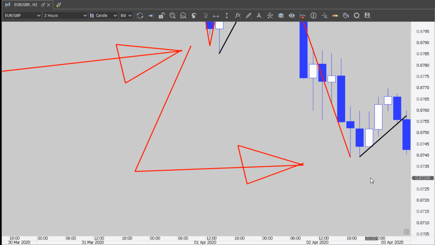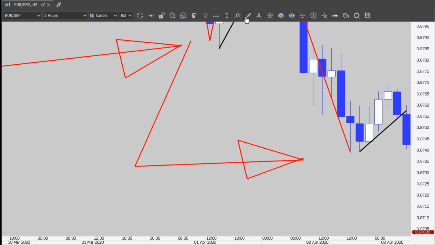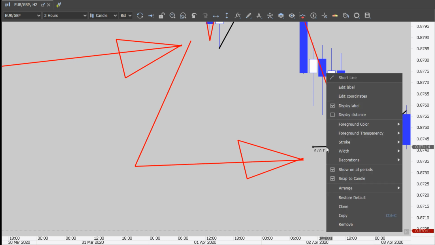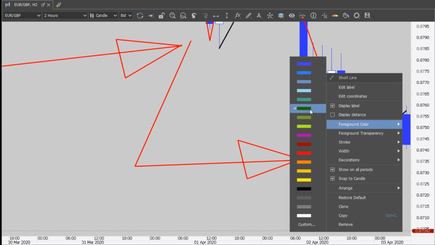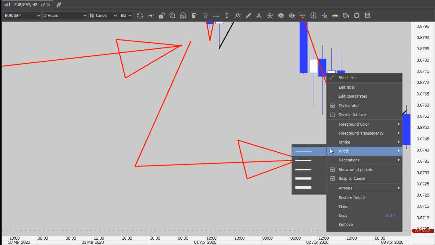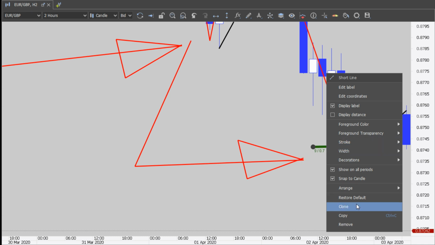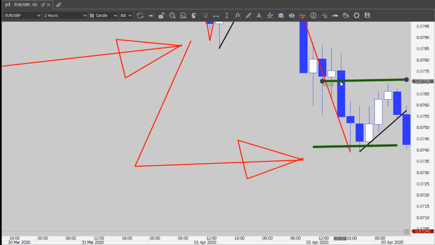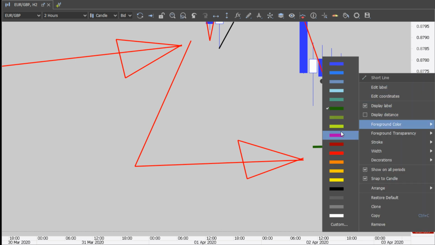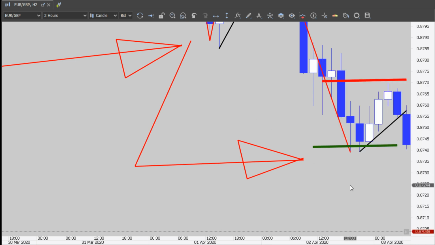Now it is, right? So we are here. This would be our entry. Let's make it green. This would be our entry and this would be our stop loss. Just an example, right?